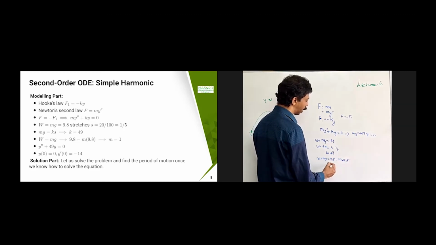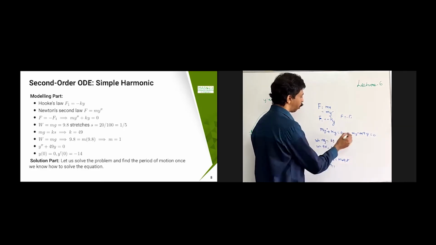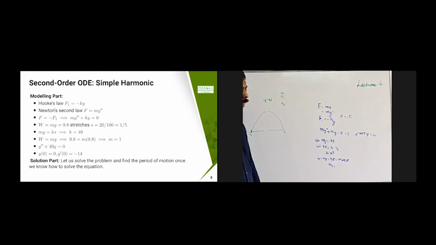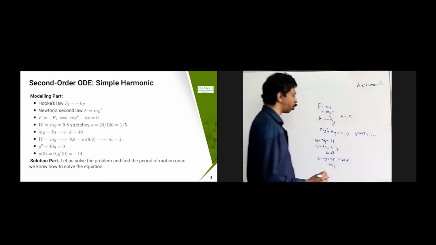So 9.8, 9.8 cancel. Therefore, you are going to get m equal to 1. Therefore, this becomes y double dash plus 49y. And it is at the equilibrium position. Initially it is at the equilibrium position, which I am just going to assume is 0. So y of 0 is 0.